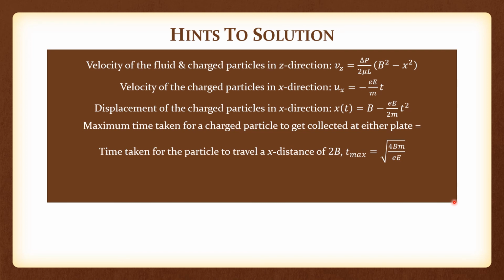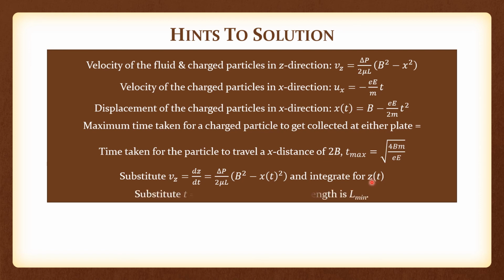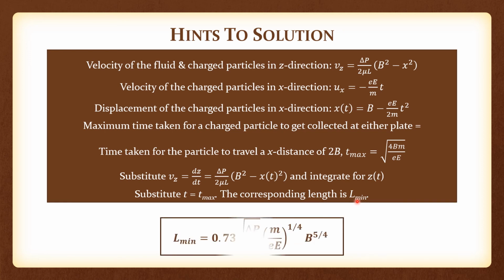So that is the length that the fluid particle would travel along the z direction in this time, and that is an integration of this. This is dz by dt, so I integrate this to get z of t, substitute t equal to t max, the corresponding length is L min, and this is the solution that you are asked to obtain. So this is the final answer. You can verify that you are able to get this answer indeed.